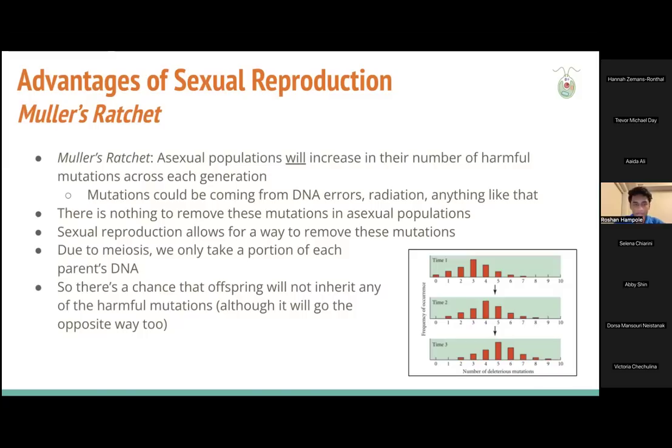So Muller's ratchet refers to the idea that the number of mutations is just going to keep increasing in asexual populations, because ratchets only go in one direction, just like the mutation count only increases. Next slide.